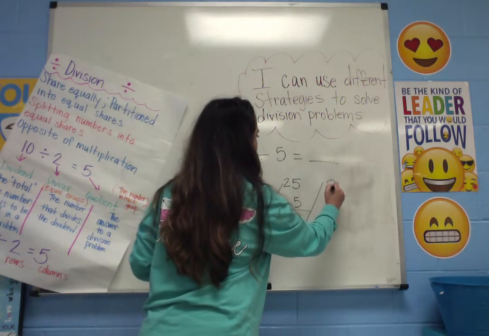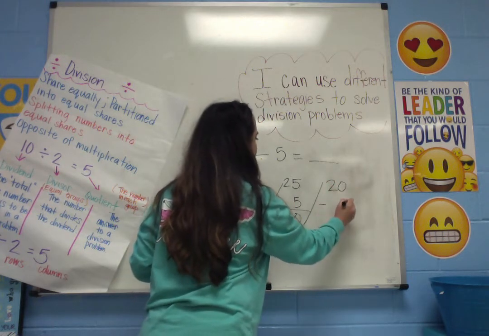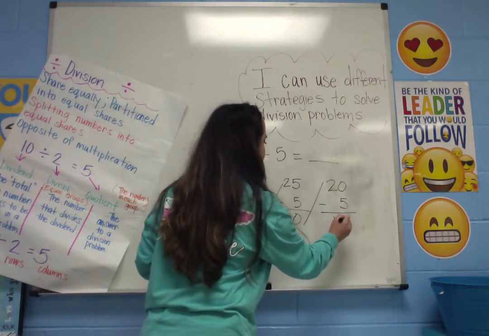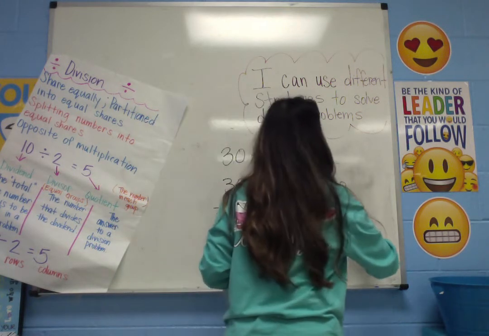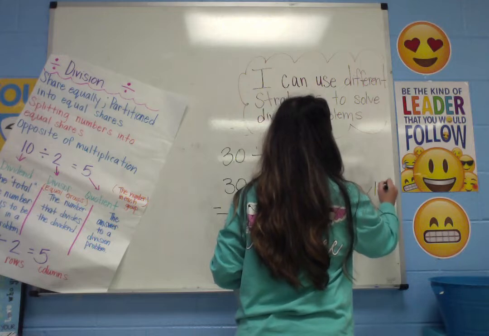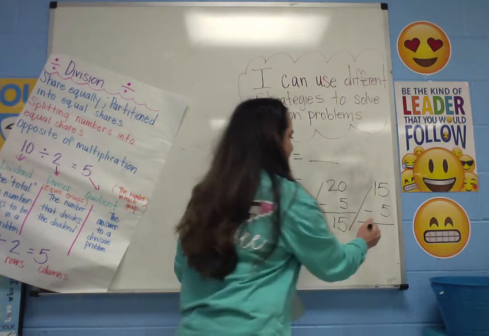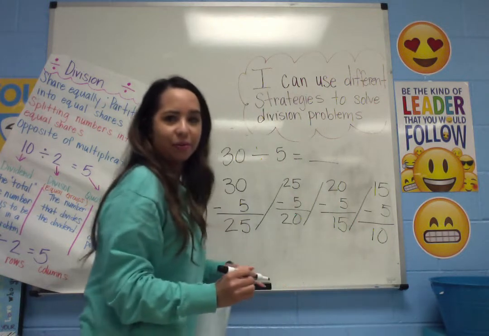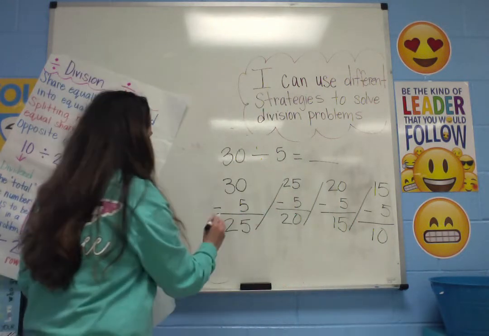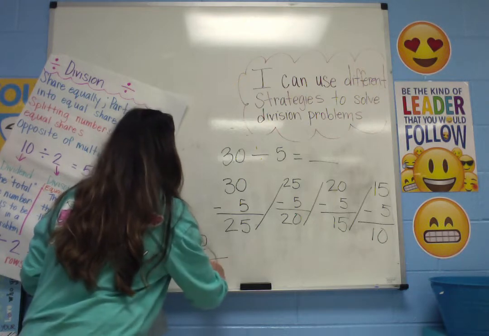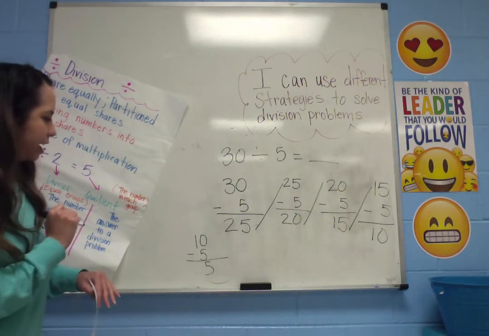Take 20, which is the answer. Subtract 5 again. 20 minus 5 is 15. All right, we're not at 0 yet, so I take that answer. 15 minus 5 is 10. I'm running out of room. Let me come over here. So I take that answer, which is 10, subtract by 5. 10 minus 5 is 5.